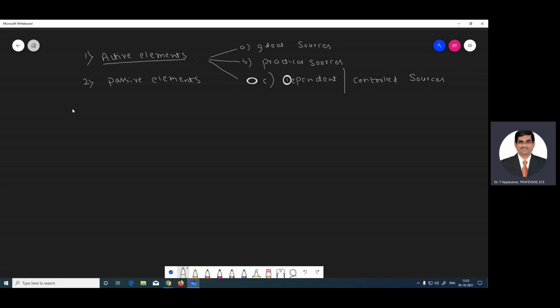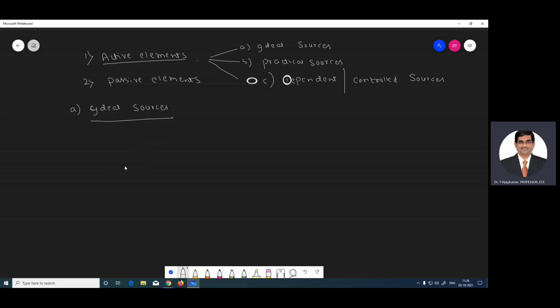What is meant by ideal sources? In ideal sources there are two types: ideal voltage sources and ideal current sources. These are sources with zero internal resistance or zero internal impedance. Therefore, there will be no power loss, and it is called an ideal source.